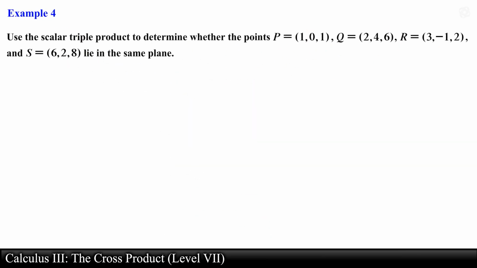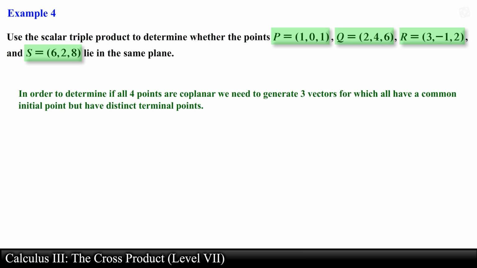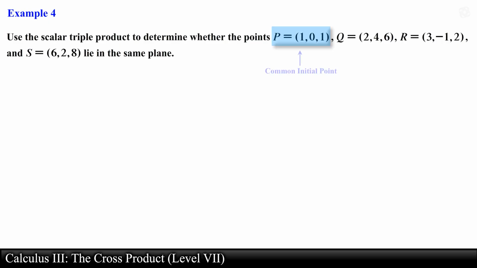Use the scalar triple product to determine whether the points P, Q, R, and S lie in the same plane. Alright, this is very similar to the previous example. We are given the coordinates of 4 points instead of being given vectors. In order to determine if all 4 points are coplanar, we need to generate 3 vectors which all have a common initial point, but have distinct terminal points. For this problem, I will use point P as a common point. This way, I can generate vector PQ, PR, and PS.